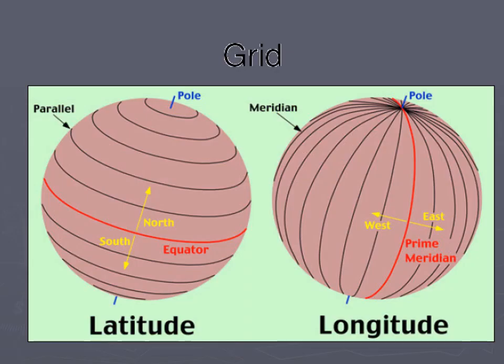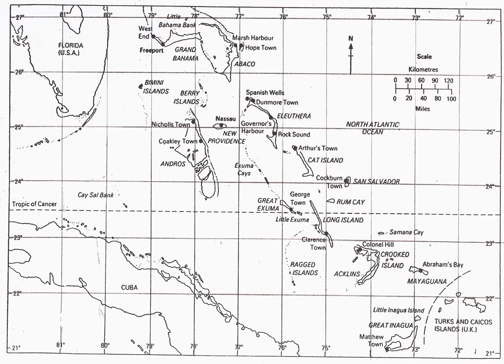Here we have the parallel lines again, which are the lines of latitude. And then we have the prime meridian, and those are lines of longitude. This is a map of the Bahamas with the grids, and we will be studying that in the next lesson. So I hope you will learn something about longitude, latitude, and hemispheres.